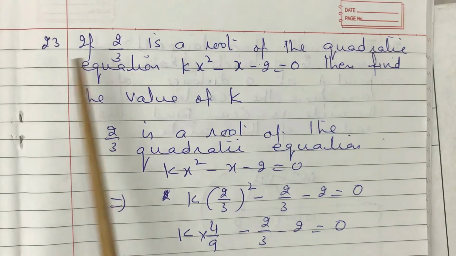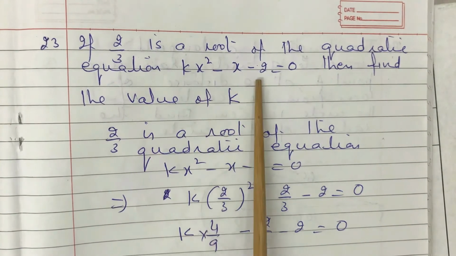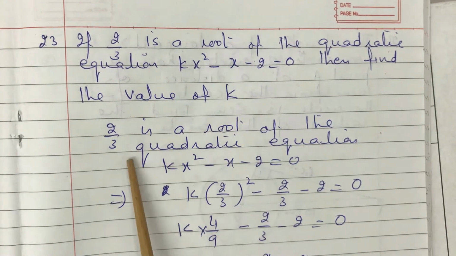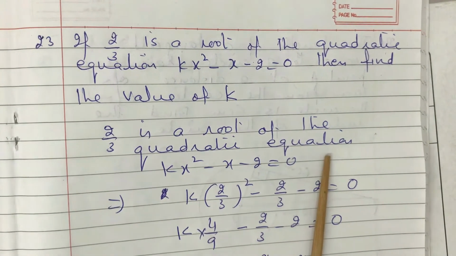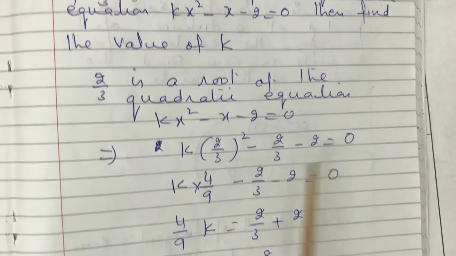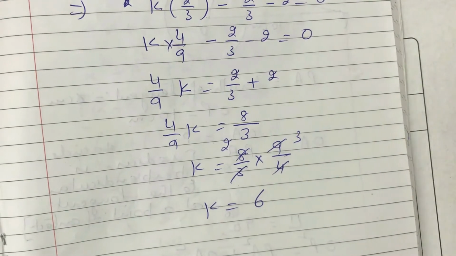Question number 23. If 2 by 3 is a root of the quadratic equation kx square minus x minus 2 is equal to 0, then find the value of k. If 2 by 3 is a root of this quadratic equation, when you substitute this value here, it will come out to be 0. So the value of k will be equal to 6. So that is the answer.